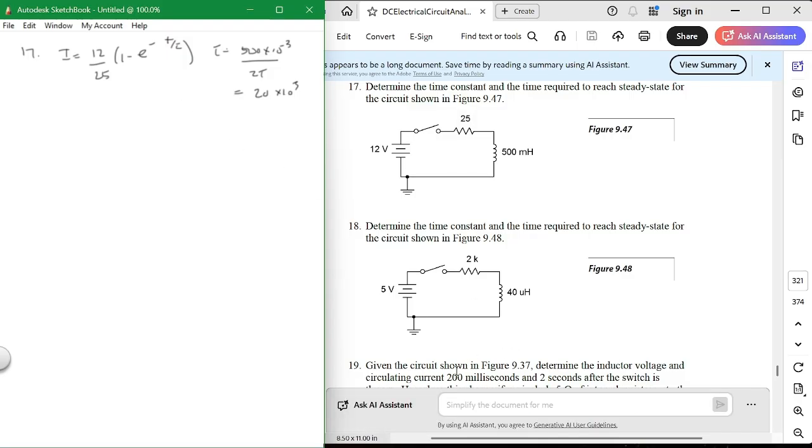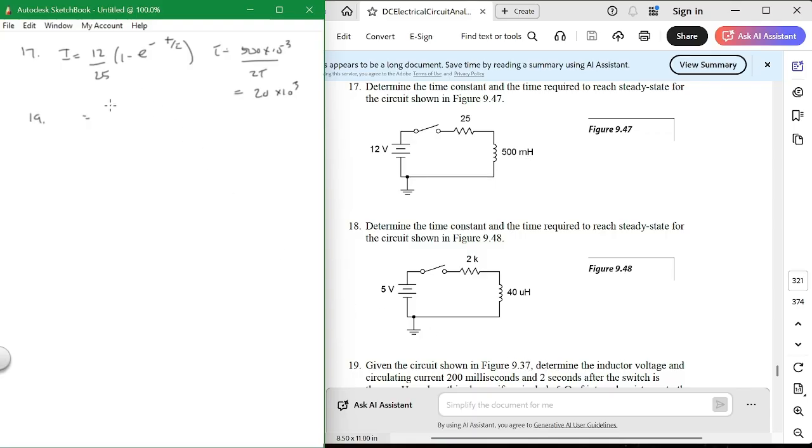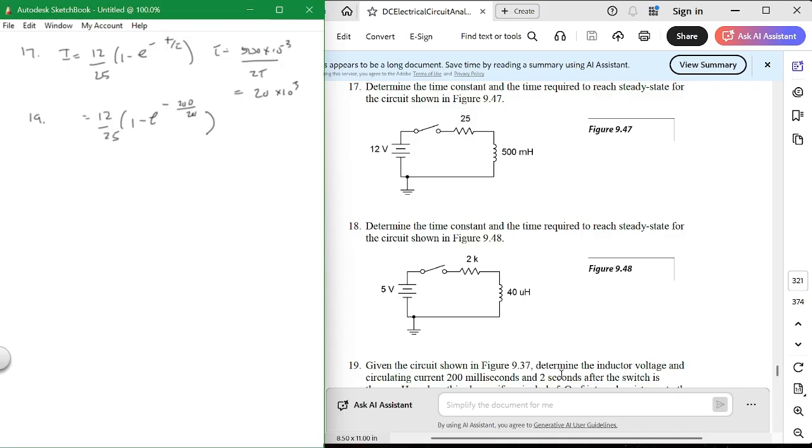What is the current 200 milliseconds afterwards? So basically it's equal to number 19, and that's a typo. It says 937, it should be 947. It's 12 over 25 times 1 minus e to the minus what? 200 milliseconds over 20 milliseconds. What is that? It's minus 10, right?